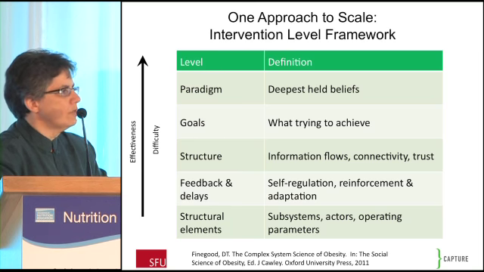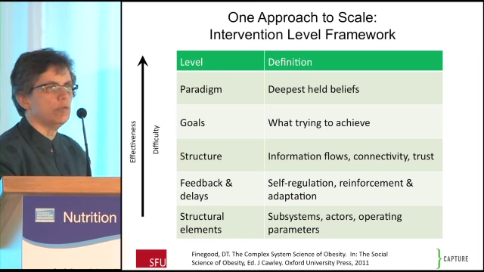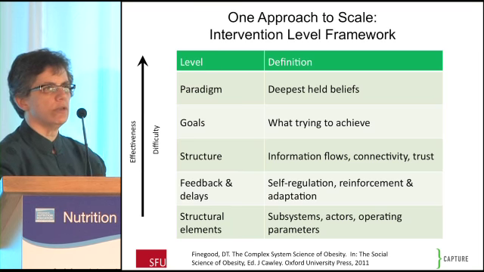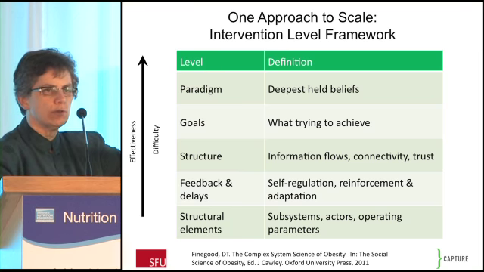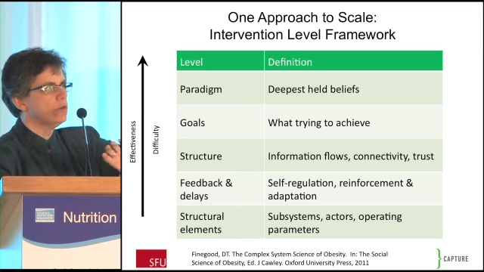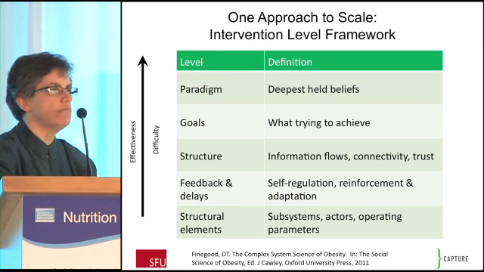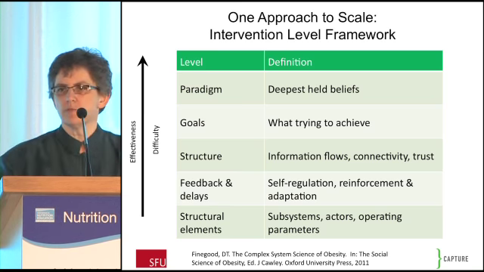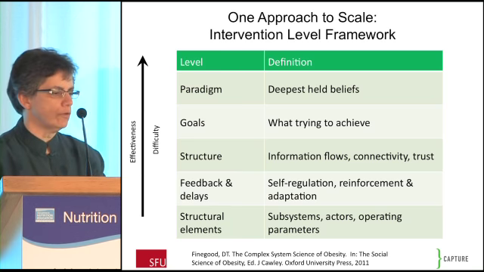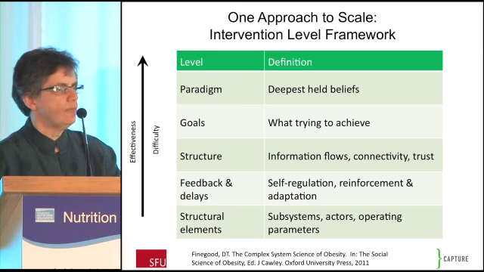The goals of the system are what it's trying to achieve. The structure might be, when you think of the spaghetti and meatball diagram, all those lines that you saw, those interdependencies, and what are the things that might be important across all of those interdependencies, like maybe the level of trust in the system that affects how functional those connections are.